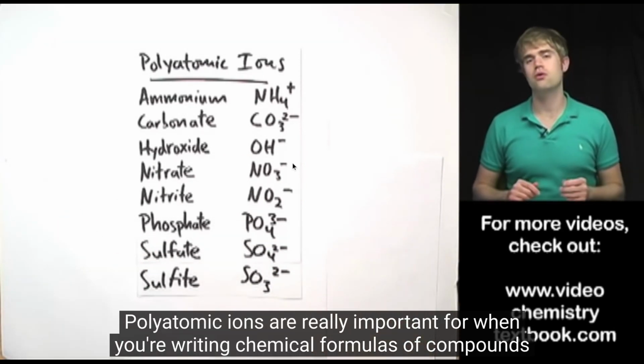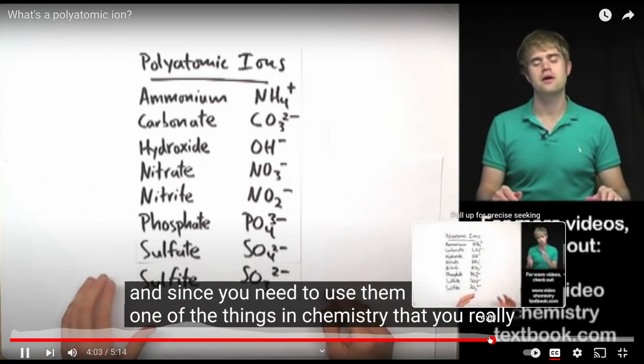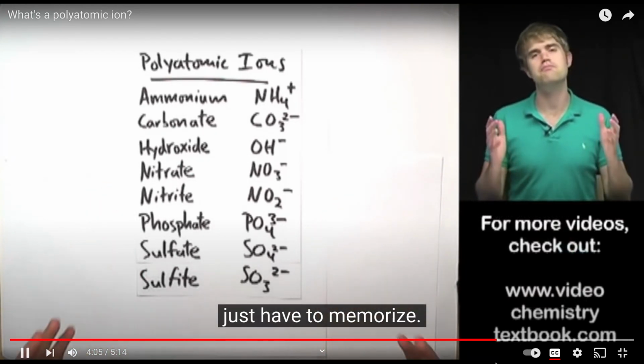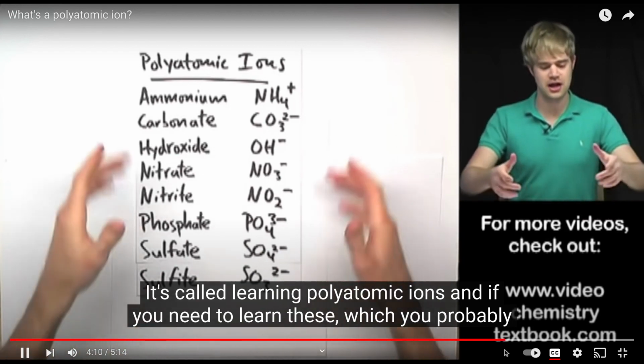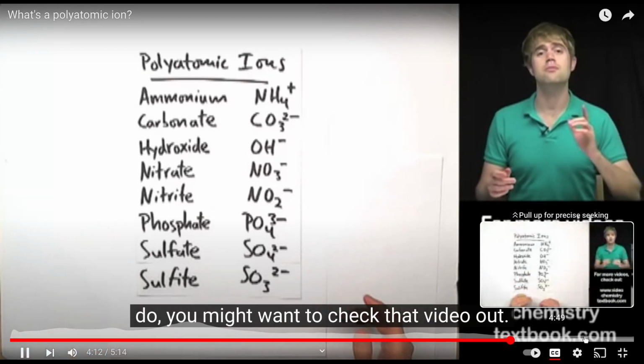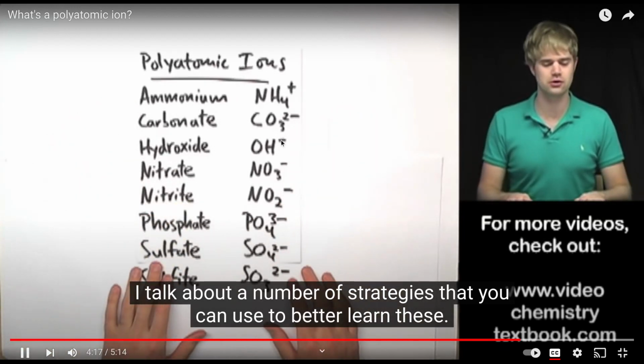Polyatomic ions are really important for when you're writing chemical formulas of compounds, and since you need to use them a lot, they're one of the things in chemistry that you really just have to memorize. So I've made a video on that. It's called Learning Polyatomic Ions. You guys will not have to memorize these. You will have that sheet that you can always have out, but what you'll find is that there are certain ones, like the more common ones, that we will use so much that you will just start to know what their charges are without me making you memorize them. If you need to learn these, which you probably do, you might want to check that video out. I talk about a number of strategies that you can use to better learn these.